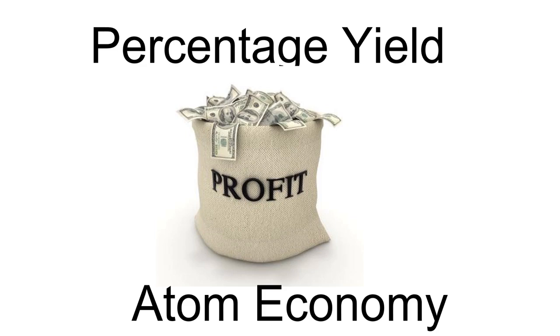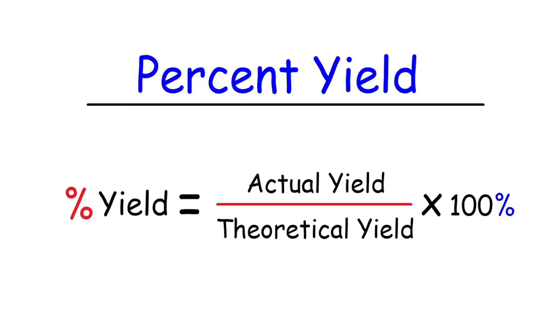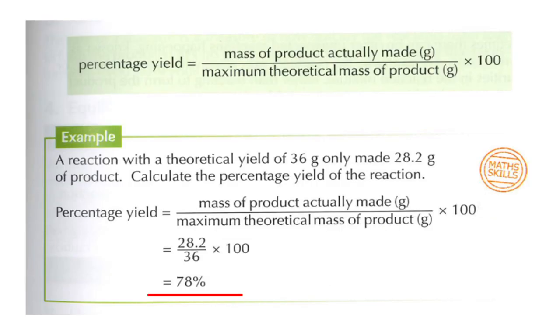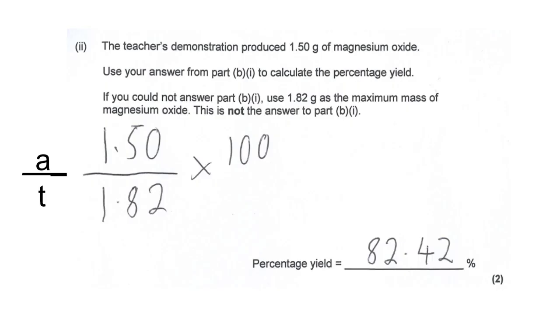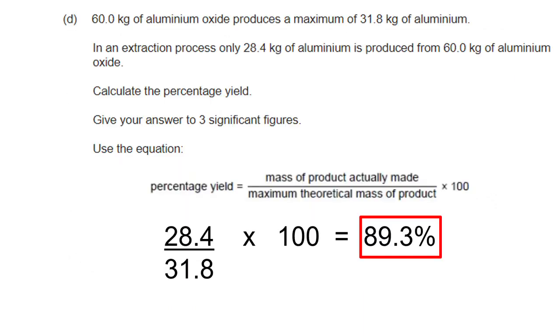Now we're on to percentage yield and atom economy, and it's pretty much all about making as much money as possible, okay? Percentage yield is very easy: actual over theoretical times 100. So here's an example here. 28.2 over 36 times 100, 78% is the percentage yield here. Here's another example, very easy. And another example, you might want to play and pause your way through these. Very easy.